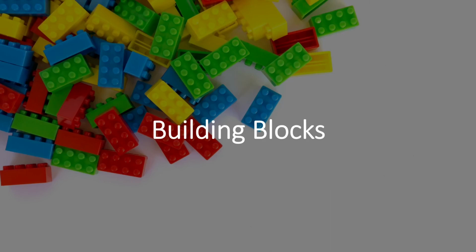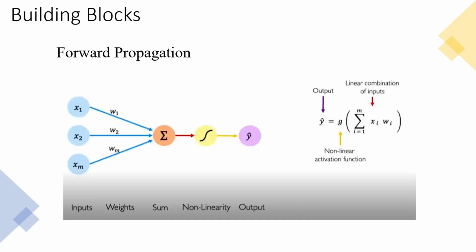So, building blocks of neural networks. We have this concept of forward propagation. What do we mean by that? We have forward propagation as well as backward propagation, and that's why there's this distinction. Basically, things flow in this direction when you are doing forward propagation.